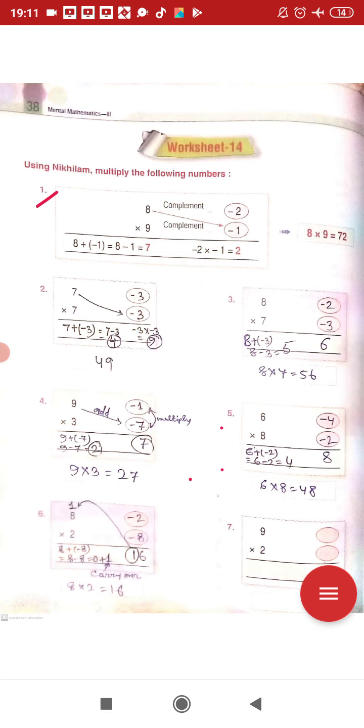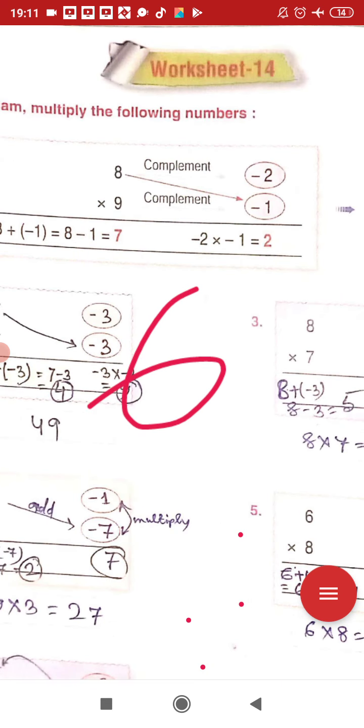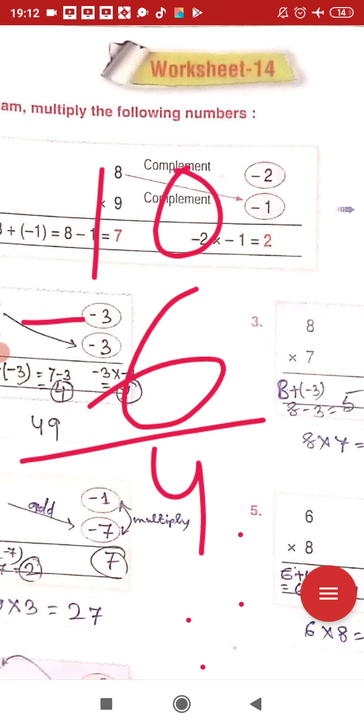How to find out the NIKHILAM of a one digit number? The rule we understood. What is the rule? We can subtract the one digit number from 10 to get the NIKHILAM or complement. So complement or NIKHILAM, both are the same. NIKHILAM is also known as complement. How to find a complement? Suppose a one digit number is 6. To get the NIKHILAM of 6, we need to subtract 6 from 10. So 4 is the NIKHILAM. So we can easily find out the NIKHILAM of a one digit number. So this technique should be applied to multiply numbers.